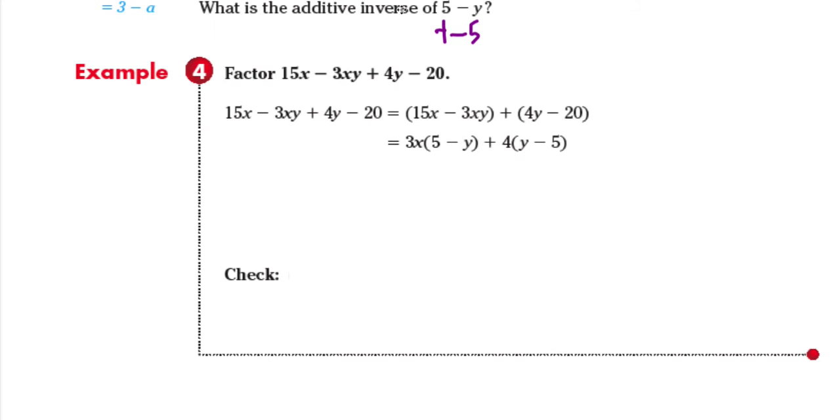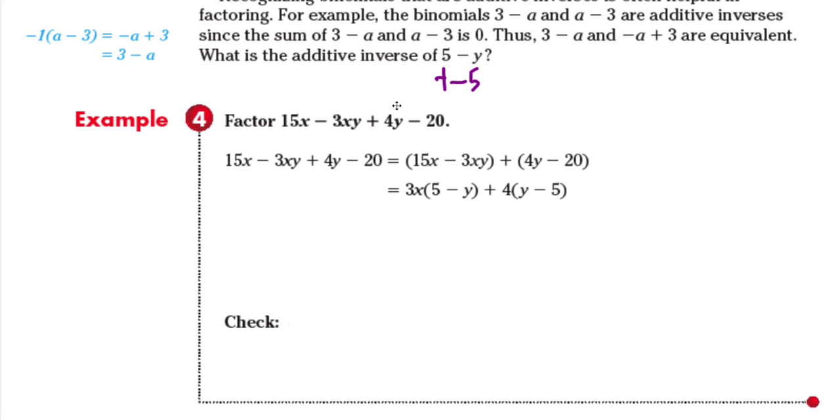So what are we going to do with this? So that we can use the distributive property, 5 minus y is actually the same as y minus 5 or negative 5 plus y. So these are actually the same. Y minus 5 is the same as negative 5 plus y. So if you notice, there is a negative sign there. Therefore, this positive sign will now change. This now becomes 3x times negative 1, times y minus 5, plus 4 times y minus 5.